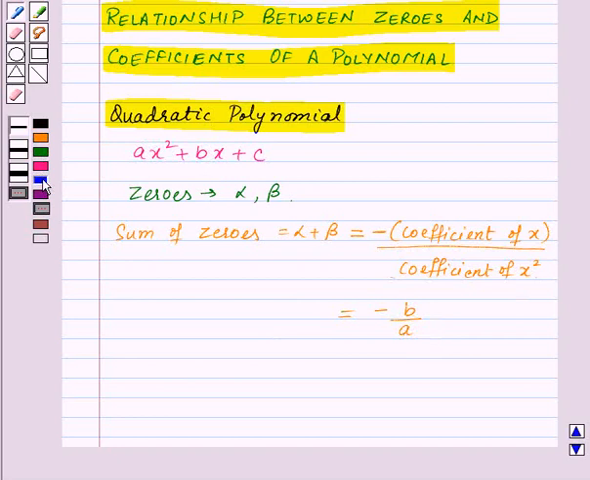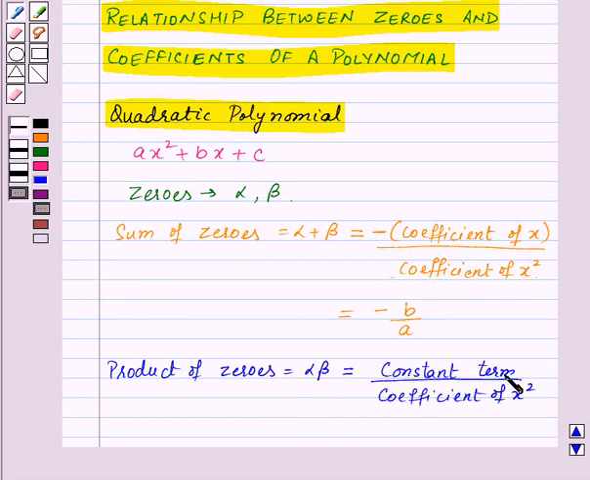Similarly, product of zeros, that is alpha beta, will be equal to constant term upon coefficient of x square, that is c upon a.